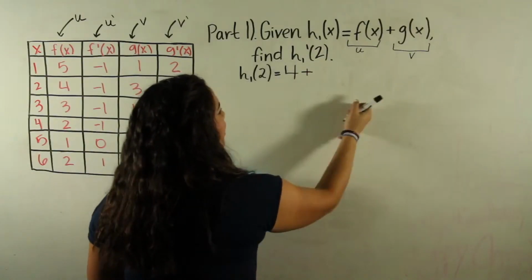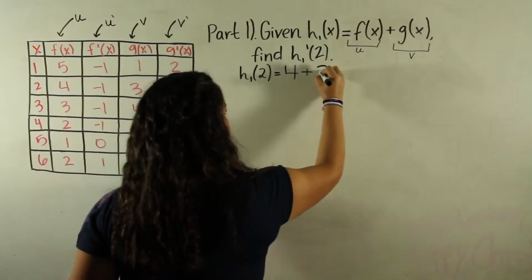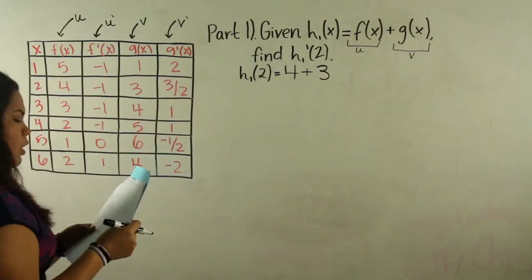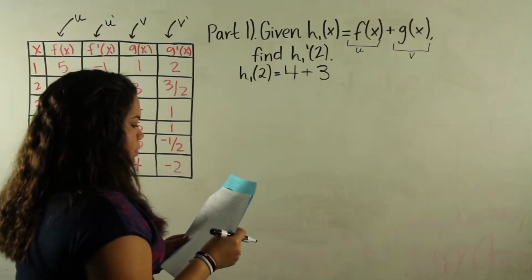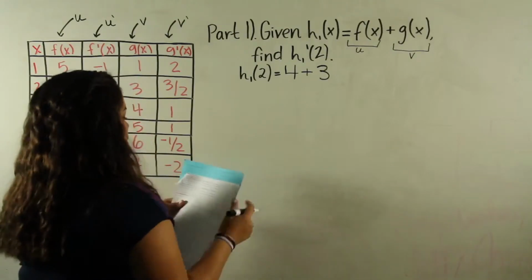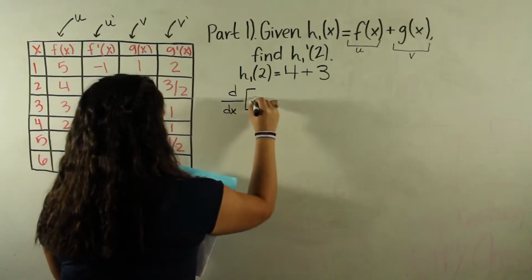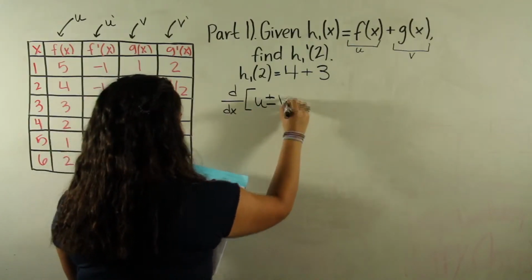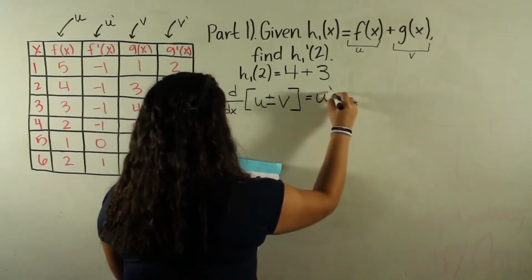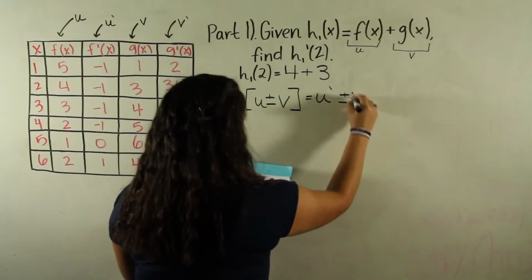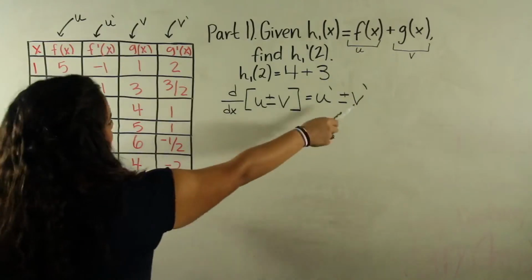And we're adding. And then g of x, when x is 2, is 3. Okay, so our chart tells us that we're going to be using rule 2, which tells us that d over dx of u plus or minus v equals u prime plus or minus v prime. So now what we're going to do is find u prime and v prime.